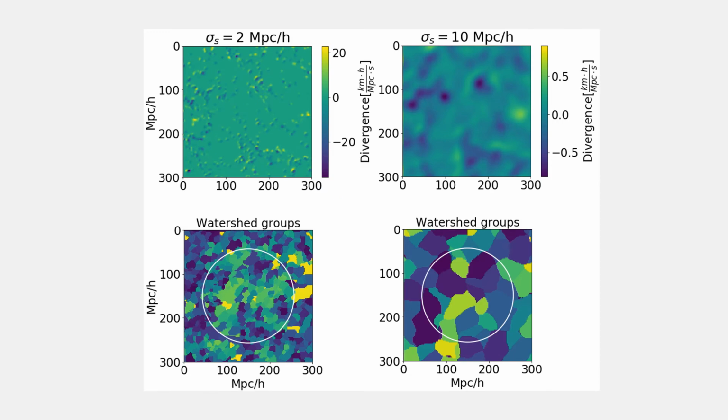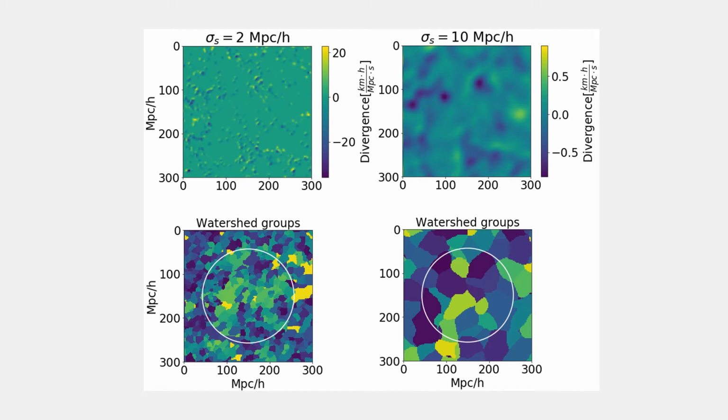As mentioned before, this figure shows a random section of size 300 megaparsecs by h squared of the divergence grid using sigma s equals 2 and 10. Moreover, this figure also presents the groups found by the algorithm corresponding to this section, with a circle of the same diameter of Laniakea in the middle of each chart.